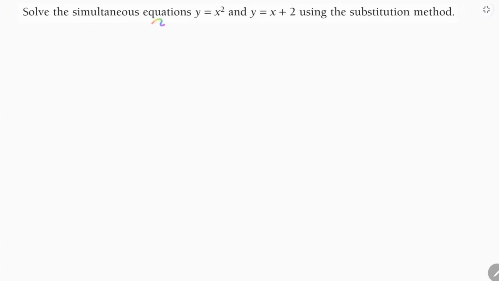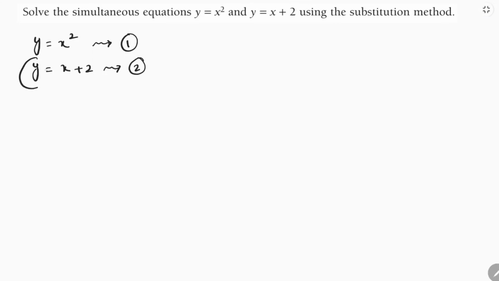Solve the simultaneous equations y equals x squared and y equals x plus 2 using the substitution method. So here the two equations: the first one is y equals x squared, and the second equation is y equals x plus 2. Here we need to solve by the substitution method.